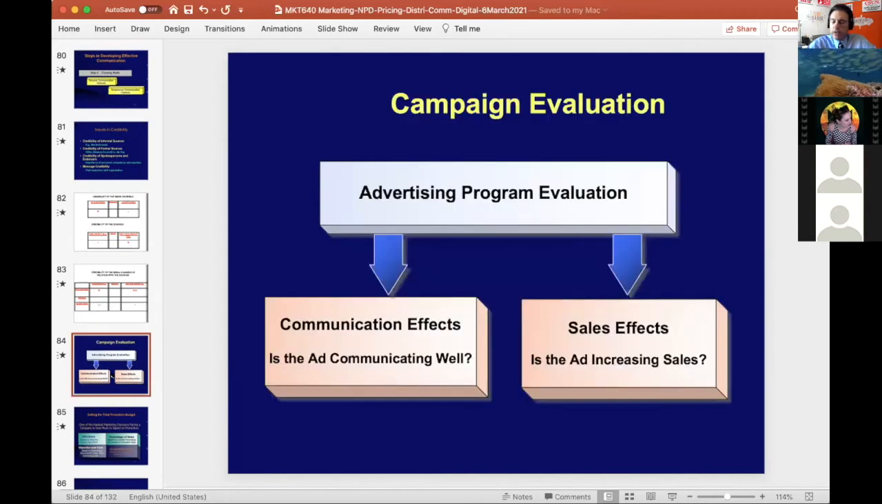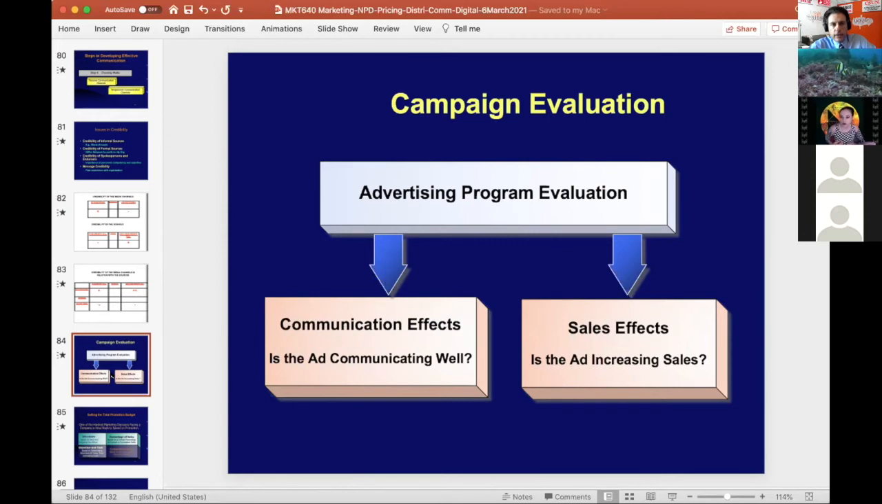So how do you evaluate the campaign? I mentioned just a few minutes ago that there's two ways. One is you measure how much people remember from the campaign itself. So the efficiency of the ad, for them remembering the ad and remembering what the message was. And then another one is to look at sales.